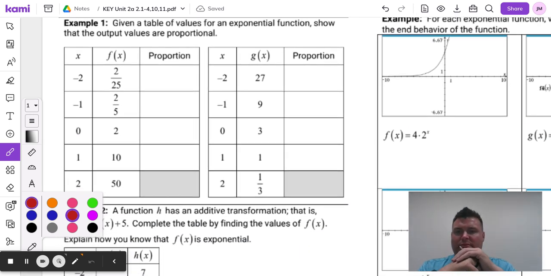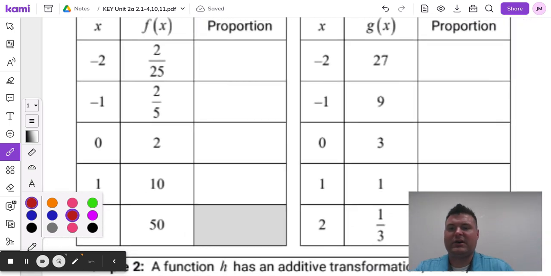So we're trying to figure out what the proportion is. We're given that we have an exponential function, so we know that we need to multiply by a number to get from one to the next. So if we're looking here on the left-hand side, what number do I have to multiply to get from 2/25 to 2/5?